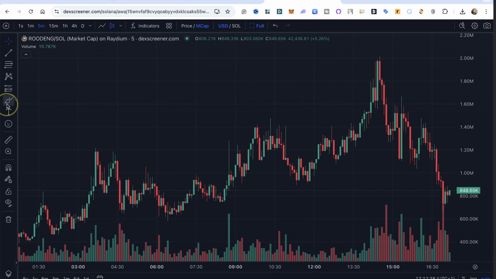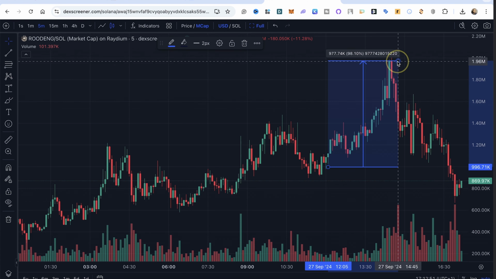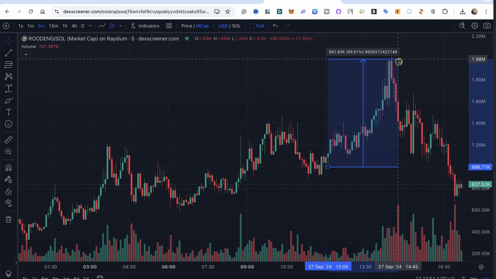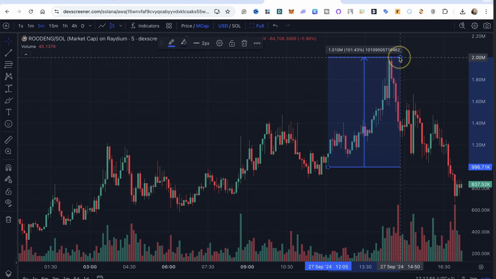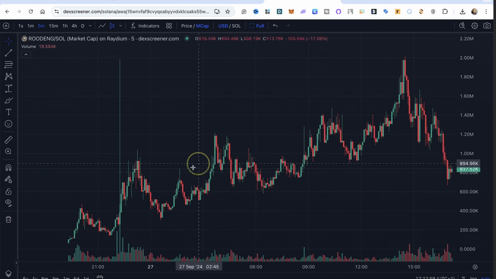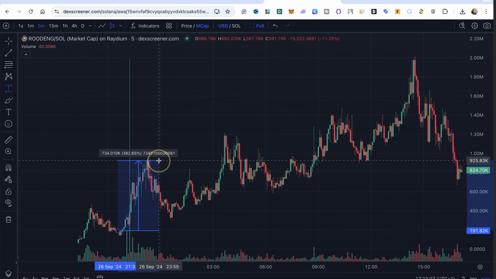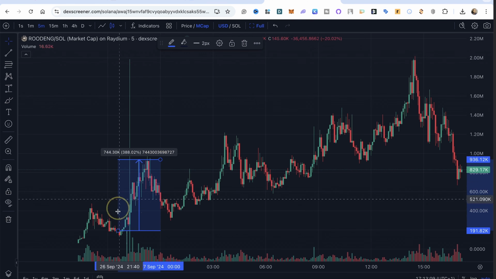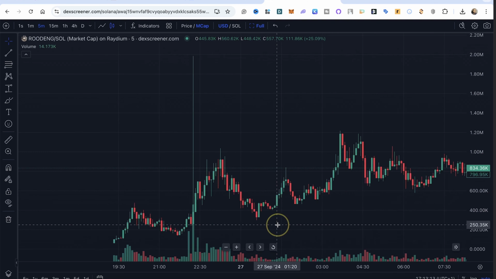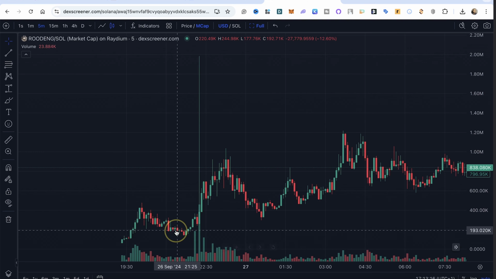From this section you can see that this coin did 95%, almost 100%. I did 100% from this section. Early buyers from here, this coin from here did 400%. That is a 4x. So what I would do is look for people that bought in this range.